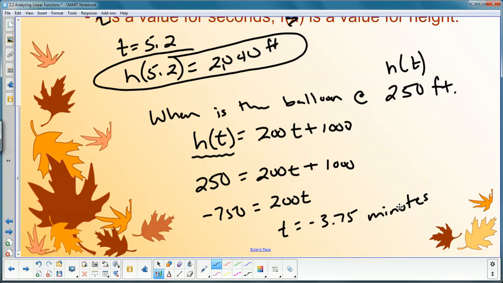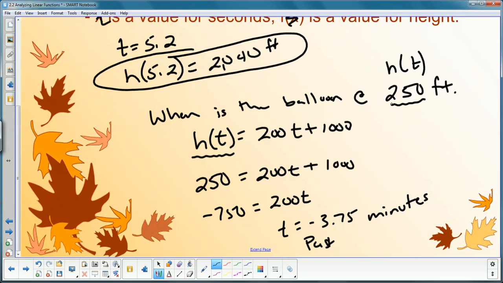Also remember that when we talk about negative time, this was in the past, or you could think of this as 3.75 minutes ago, which makes sense because right now we're at 1,000 feet, and I'm asking you, when were we at 250 feet, which means it should have been in the past because we are rising. So in this problem situation, we are able to use negative time because it just tells us where we were in the past.